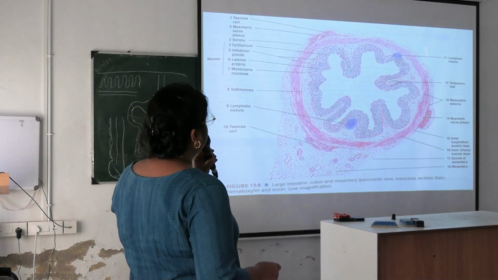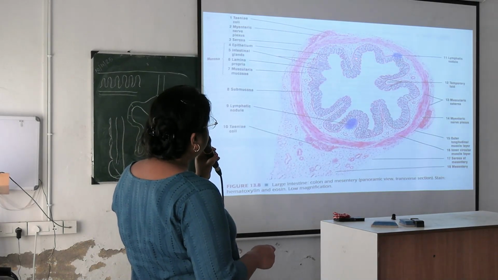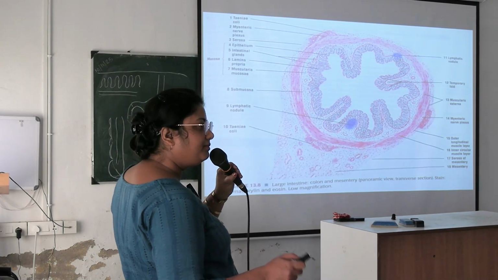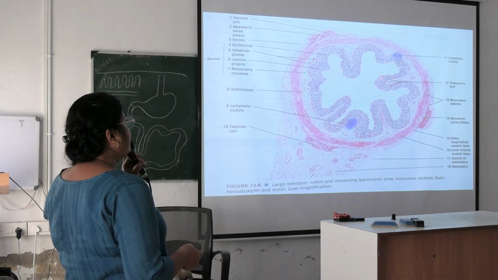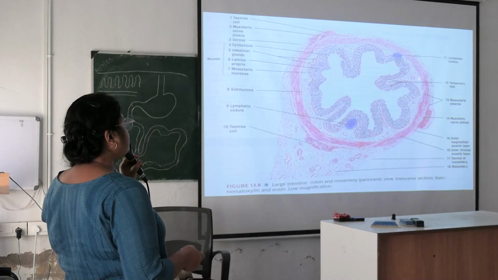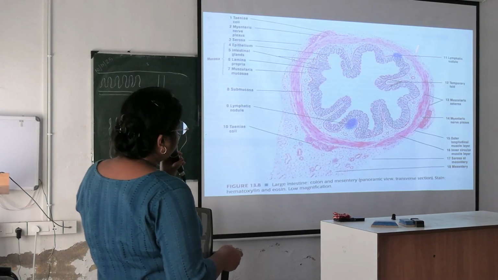Okay, so this is a whole view of the large intestine. The epithelium is lined by simple columnar epithelium with goblet cells. Lamina propria has sections of glands. This is the muscularis mucosa. Then here is the submucosa. Some lymphatic nodules are present in the submucosa.